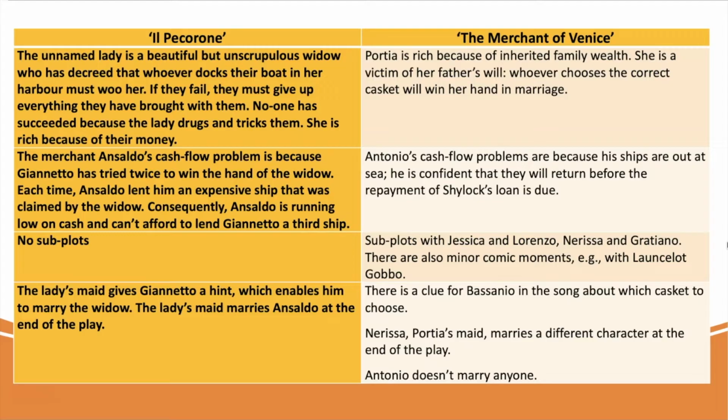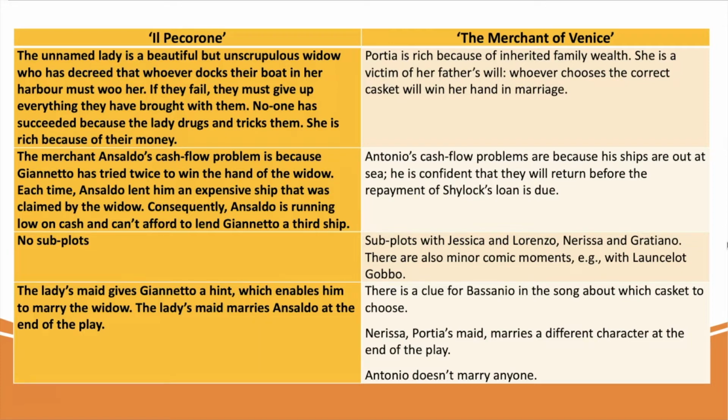While of course in The Merchant of Venice, Portia is rich because of inherited family wealth. She's a victim of her father's will. Whoever chooses the correct casket will win her hand in marriage. In Il Pecorone, the merchant Ansaldo's cash flow problem is because Gianetto has tried twice to win the hand of the widow. Each time Ansaldo lent him an expensive ship that was claimed by the widow, and consequently Ansaldo is running low on cash and can't afford to lend Gianetto a third ship.